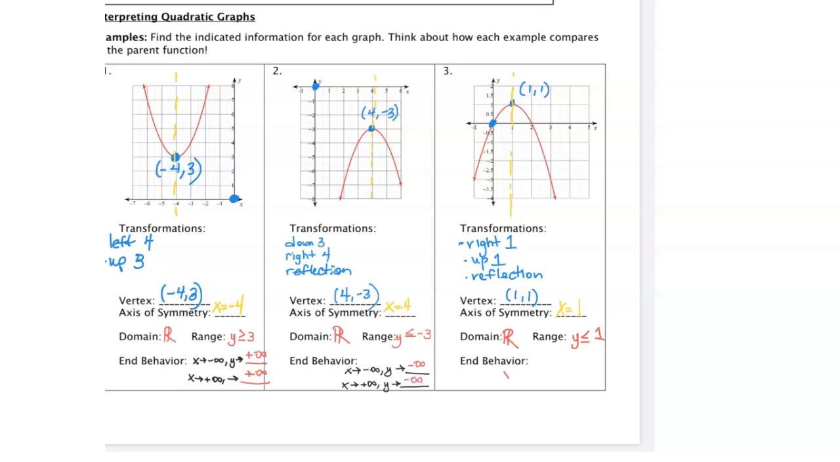In end behavior, we have as x approaches negative infinity, our y is going towards, well, as we're on the left, we're going down. So this is going down towards negative infinity. And as x is going towards the positives, our y is doing what? So as we're going towards the right, we are also going down. So therefore, this is going towards negative infinity.